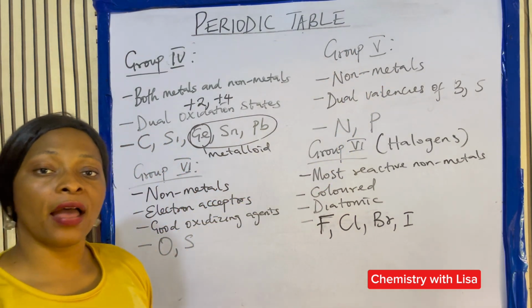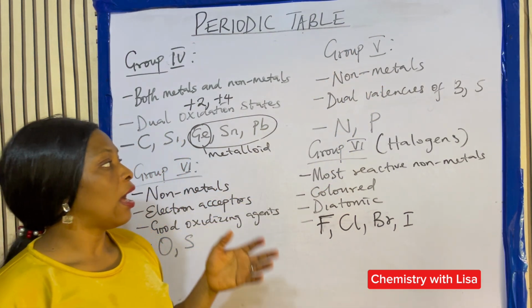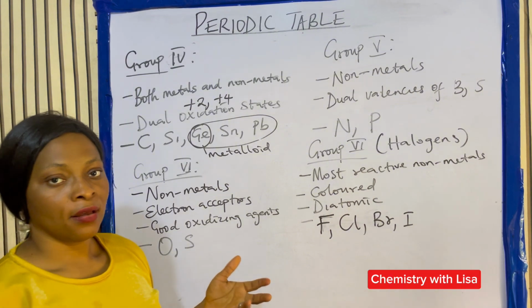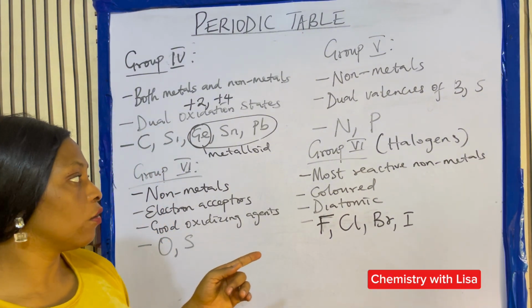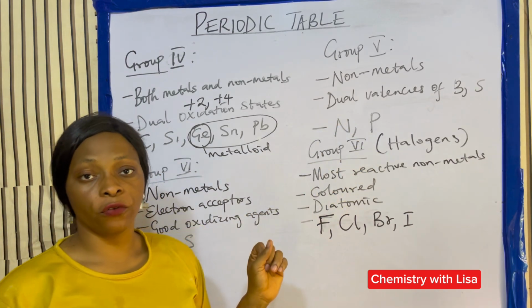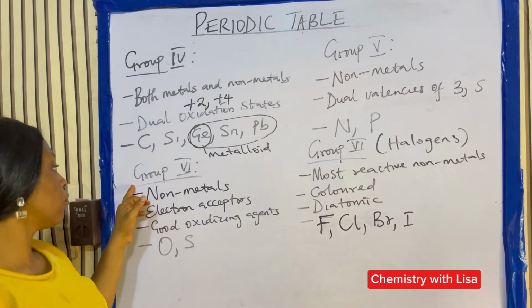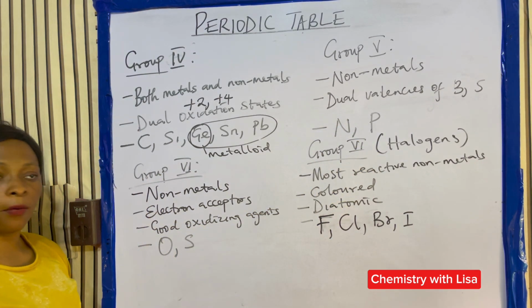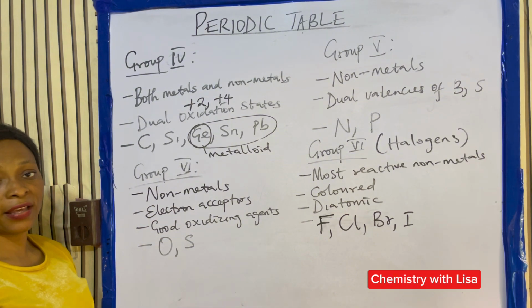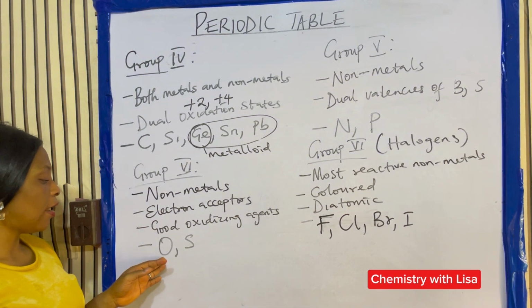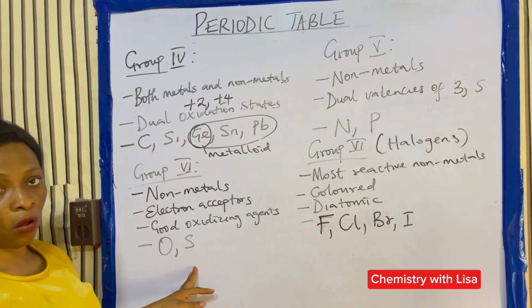Okay, group 5. Group 5 are non-metals and they have dual valencies. They can either be 3 or 5. And elements found there include nitrogen and phosphorus. Then elements in group 6, they are non-metals, they are electron acceptors, and they are good oxidizing agents. These elements include oxygen and sulfur.